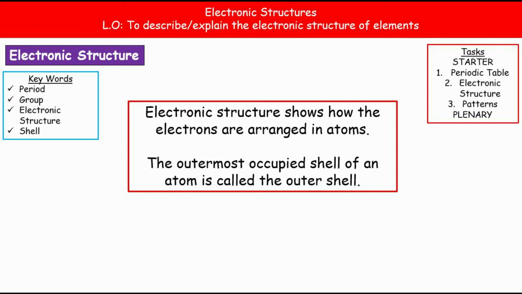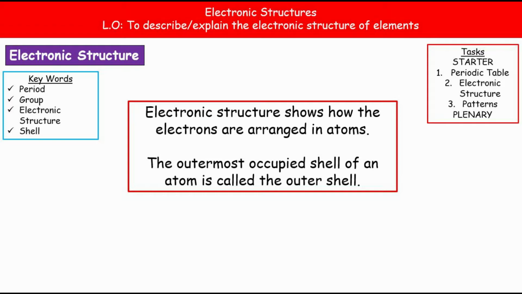What we're going to be focusing primarily on in today's lesson then is how we can draw these electronic structures. Now, when we talk about the electronic structure, what we're referring to is the arrangement of the electrons within an atom. So what we're actually going to be doing is looking at different atoms and seeing how those electrons are arranged within their structure. One key term we really need to know, aside from electronic structure of course, is outer shell.